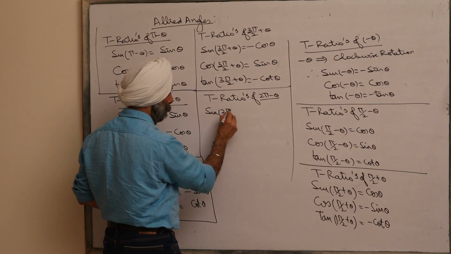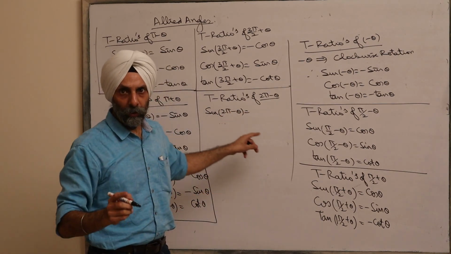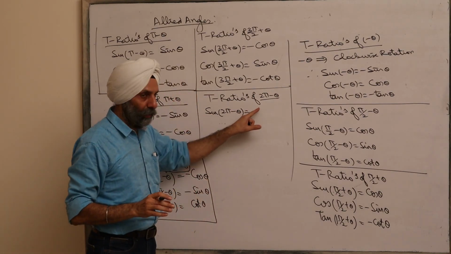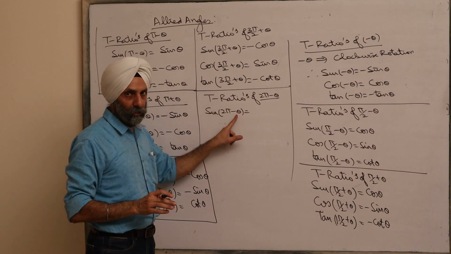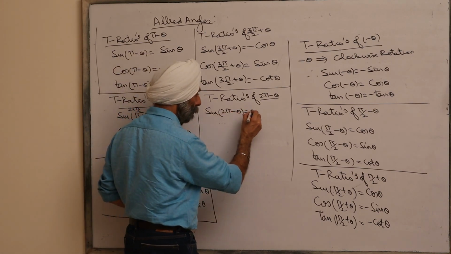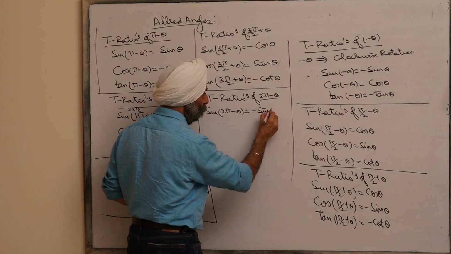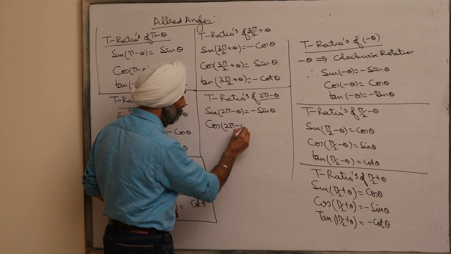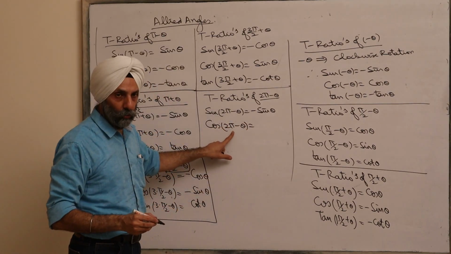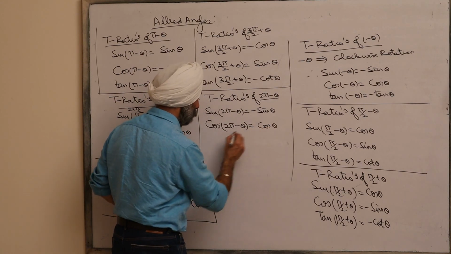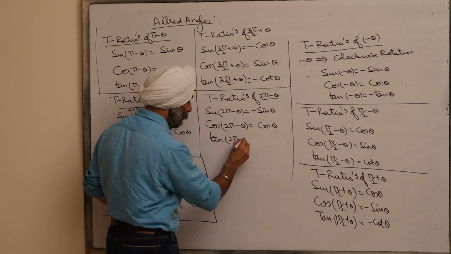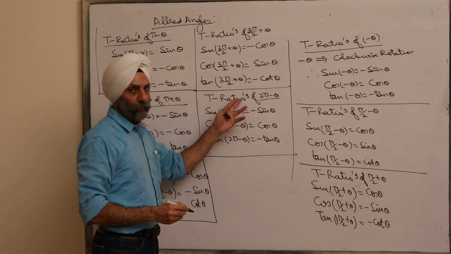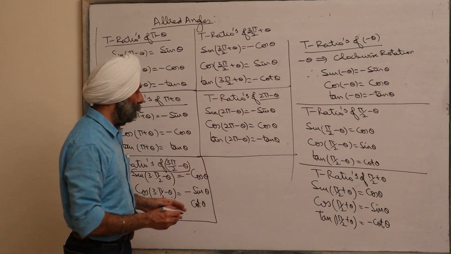Now sine of 2 pi minus theta, 2 into pi, it is an even multiple of 90 degrees. That means the T ratio will remain the same, but 2 pi minus theta is the fourth quadrant. So in the fourth quadrant, sine of the angle is negative, that is why it is minus sine theta. Cos of 2 pi minus theta, fourth quadrant, cos of the angle is positive. Tan of 2 pi minus theta, fourth quadrant, it is minus tan theta. So this way we have the T ratios of 2 pi minus theta.